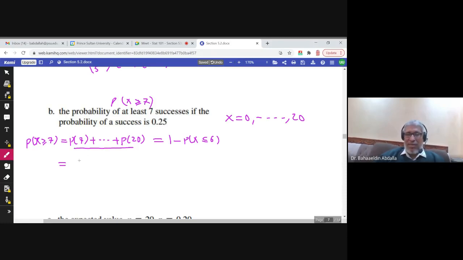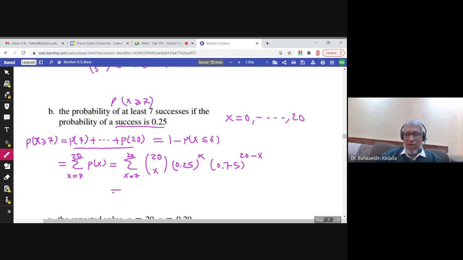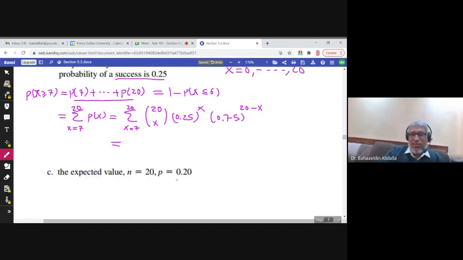So how to write this? I will write it summation P of X, where X is from 7 to 20. That's it. And now I write the definition of P of X. What is P of X? It is 20 C x, because 20 is N and X is changing from 7 to 20, times 0.25, the probability of success in this case, to the power x, times 1 minus 0.25, which is 0.75, raised to the power 20 minus x. You can use the calculator and find the answer.